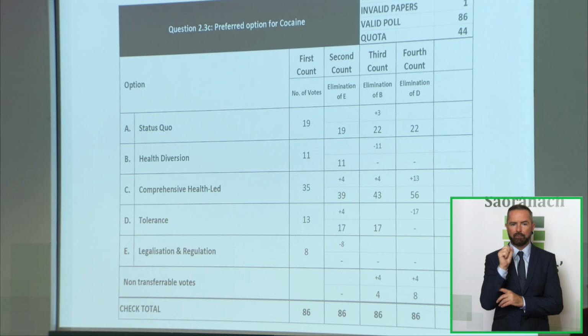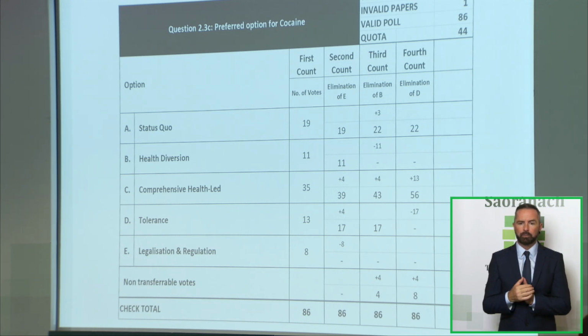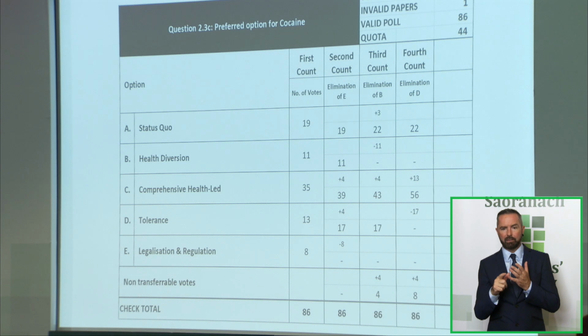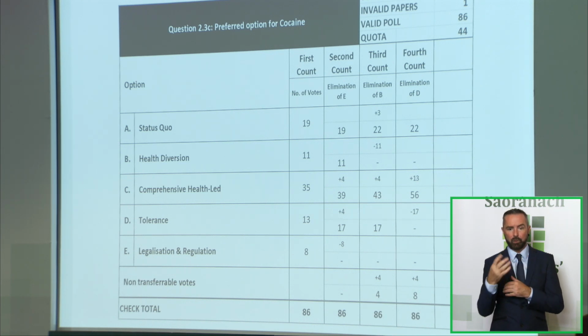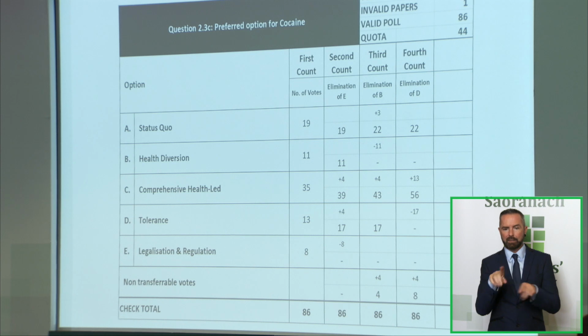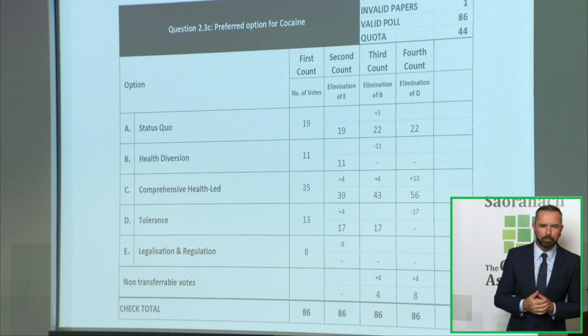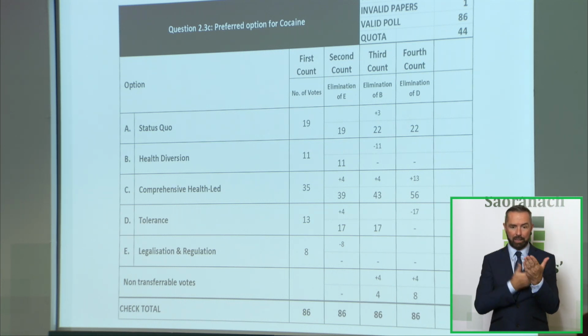Now, on this one, we had 87, less 1 spoiled vote is 86, so our quota again is 44. The options for the first count were 19 for status quo, 11 for health diversion, 35 for comprehensive health-led approach, 13 for tolerance, and 8 for legalisation. We eliminate the 8 for legalisation. Again, nobody has reached the quota. So when we distribute that, comprehensive health-led got 4 of the 8 and tolerance got the other 4. That leaves us with health diversion at 11 votes as the lowest remaining option.